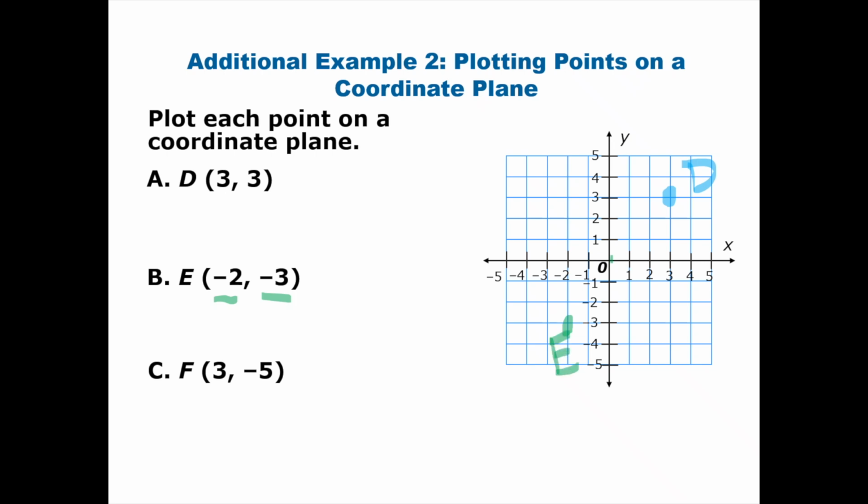and that would be the location for E. And then finally F, we can see F is at a +3, so we would go to the right 3, and then a -5, we would go down 5 and make our point. And this would be point F. So we wouldn't want to leave the lines, we just want to leave the dot, the coordinate for where they're located.